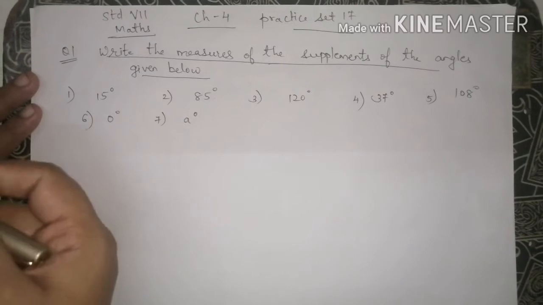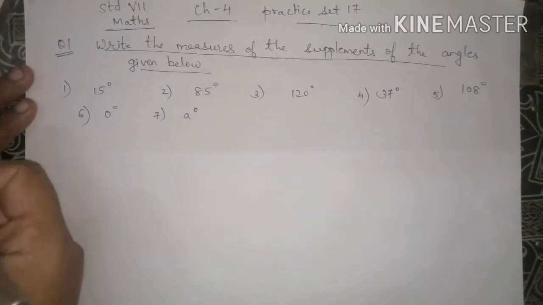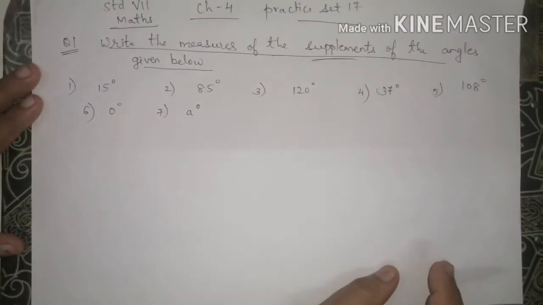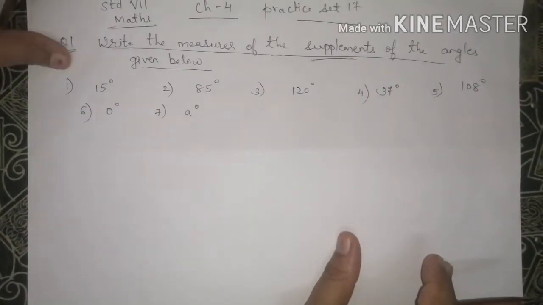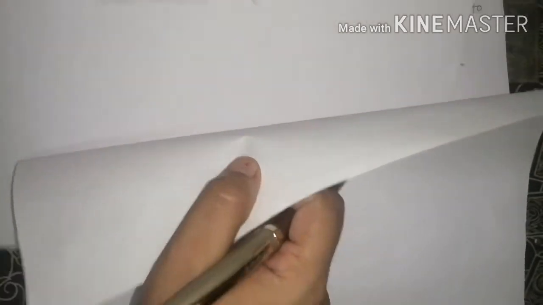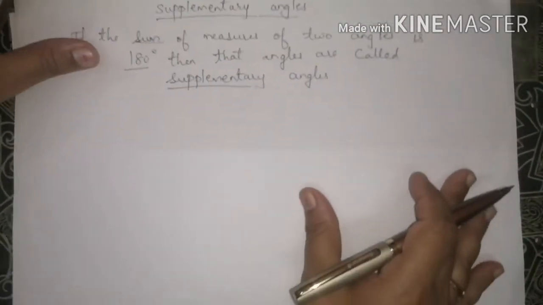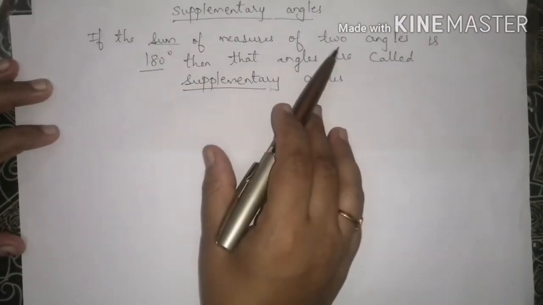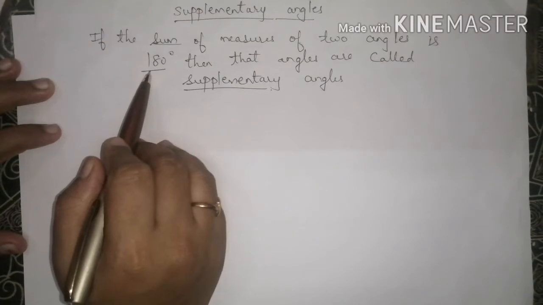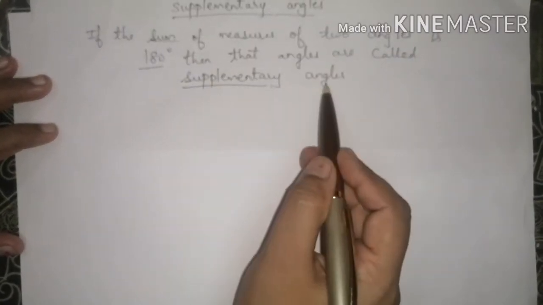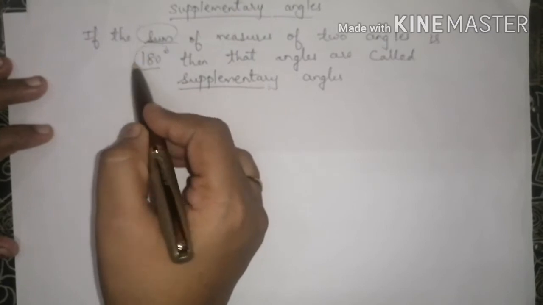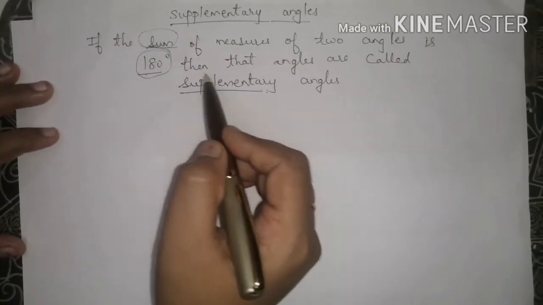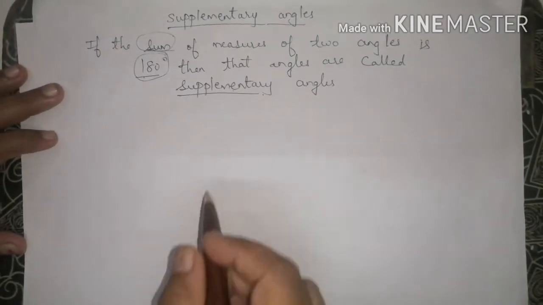Now in the last practice set 16 we have seen what are complementary angles. Now we are going to see in practice set 17 about supplementary angles. What are supplementary angles? So let me first explain what supplementary angles are. The definition is: if the sum of measures of two angles is 180 degrees, then those angles are called supplementary angles. Sum means total.